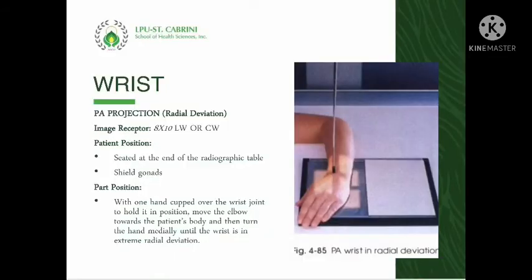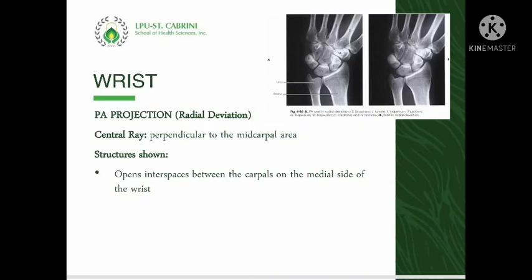The other modification is a PA projection in radial deviation. The same as with ulnar deviation, but the elbow is moved towards the body and the hand is turned medially until the wrist is in extreme radial deviation. The central ray is directed perpendicular to the mid-carpal area, and this position will visualize open interspaces between the carpals on the medial side of the wrist.